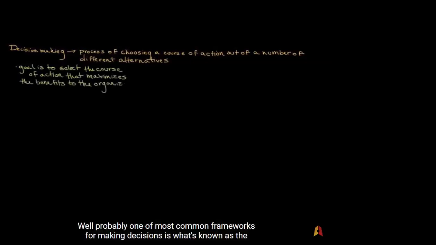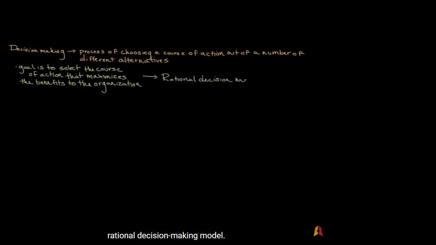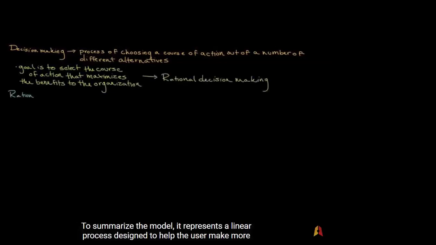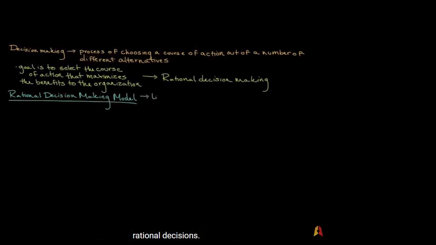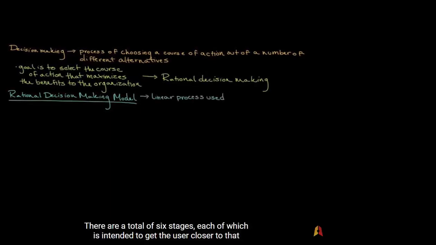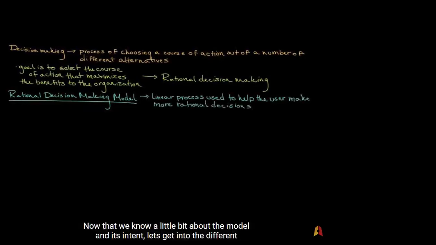Well, probably one of the most common frameworks for making decisions is what's known as the rational decision-making model. To summarize the model, it represents a linear process designed to help the user make more rational decisions. There are a total of 6 stages, each of which is intended to get the user closer to that final decision. Now that we know a little bit about the model and its intent, let's see.